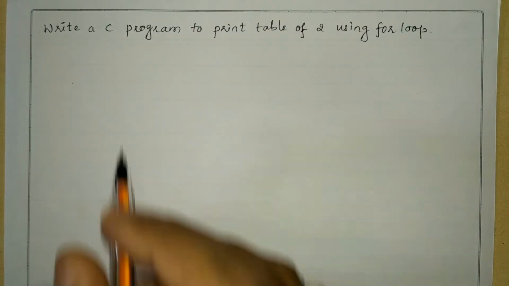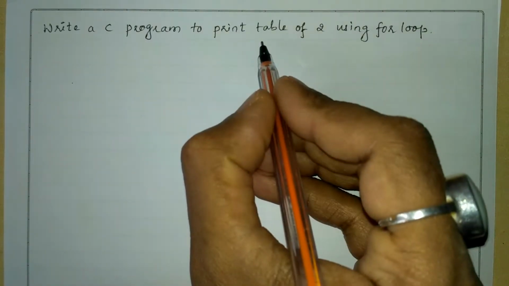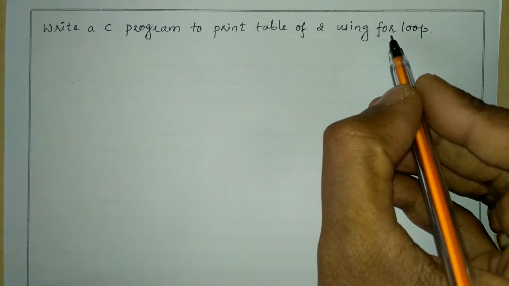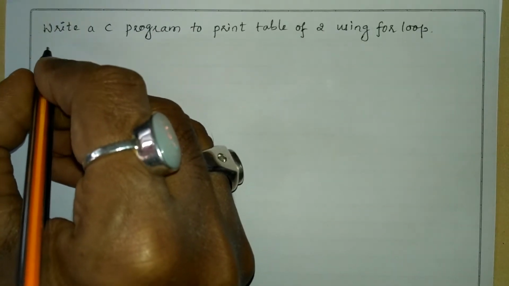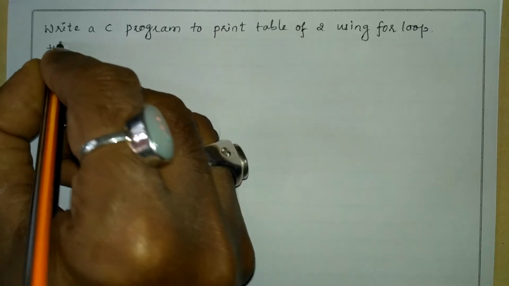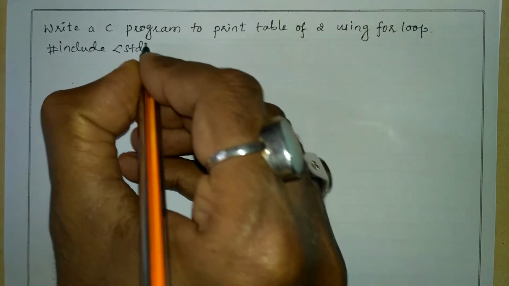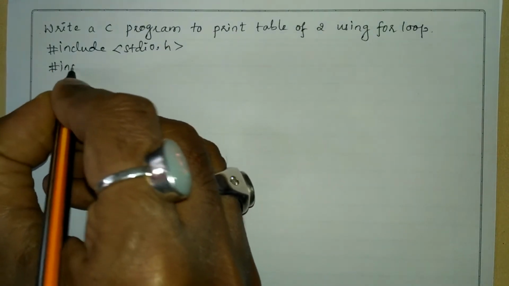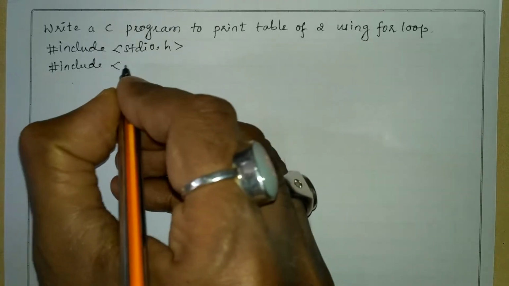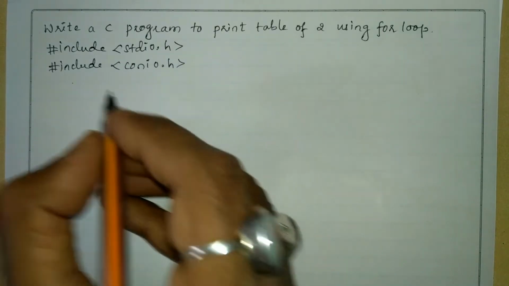My name is Hanmant Ladwa and in this video we are going to write a C program to print table of 2 using for loop. Let us write preprocessor directives. I'll write here #include <stdio.h> header file, #include <conio.h> header file.